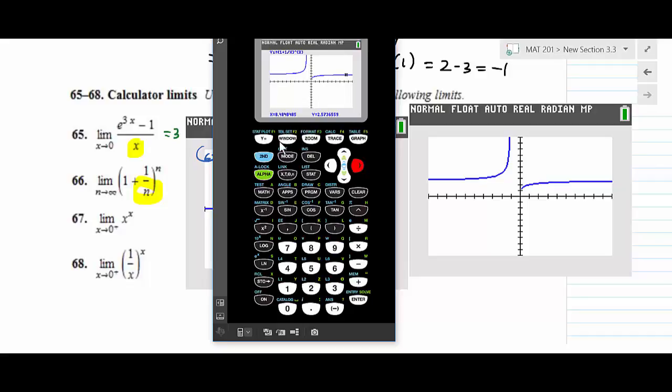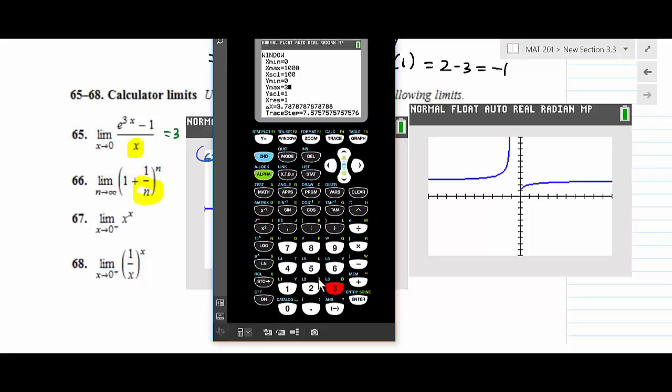Now you don't have to do this, you can just watch this. I'm going to make my window go from 0 to 1,000, and see if you see what I want you to see. 0 to 1,000, maybe scale by 100. And then for Y, I'm going to go 0 to 3, because I already know what's going to happen. You can do that with me if you want to.